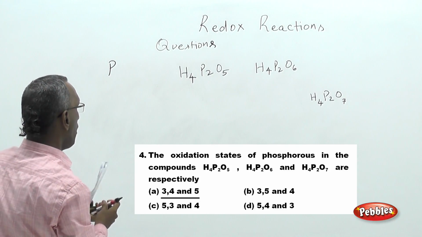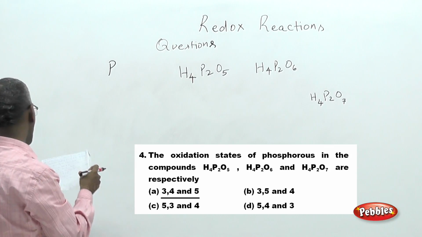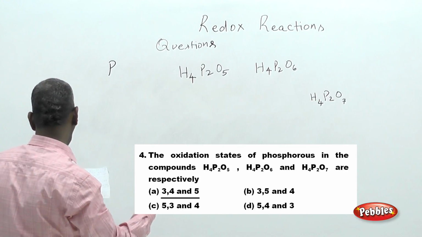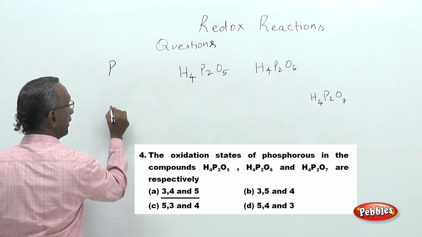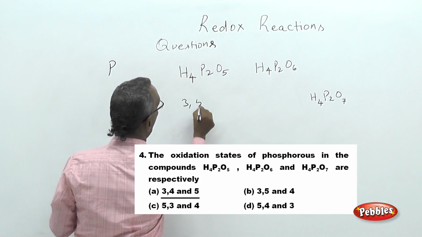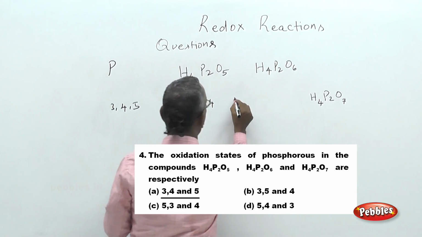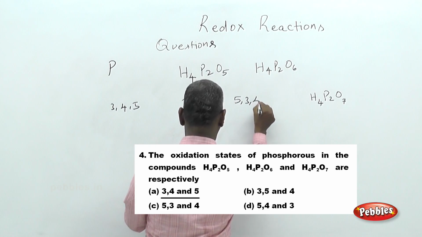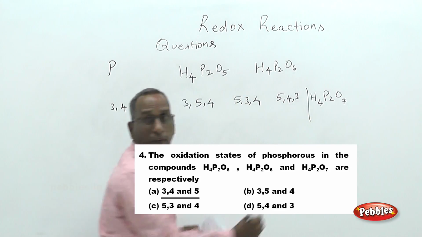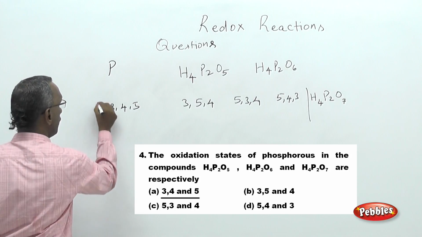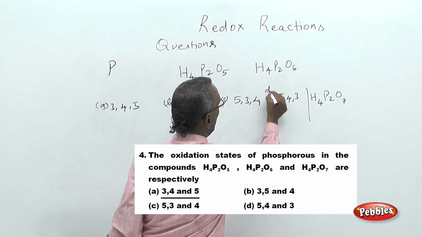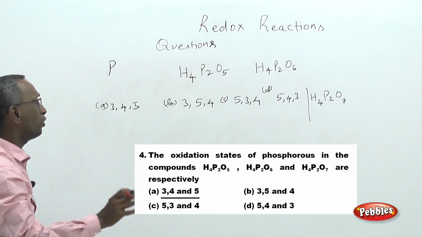We have to find the oxidation states. The question reads: the oxidation states of phosphorus in these oxyacids are respectively, and 4 choices are given: 3, 4, 5; 3, 5, 4; 5, 3, 4; lastly 5, 4, 3. The choices are as usual identified as A, B, C and D. It is merely the calculation with usual notations.